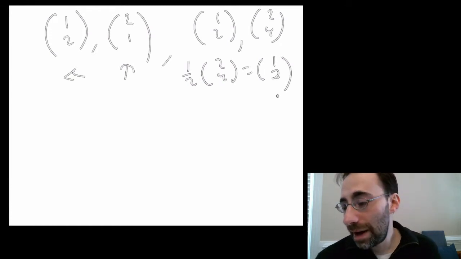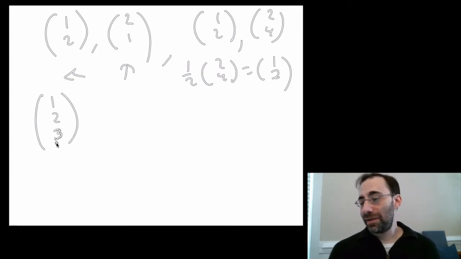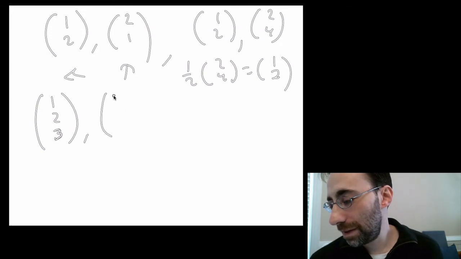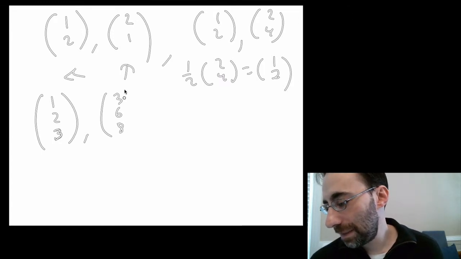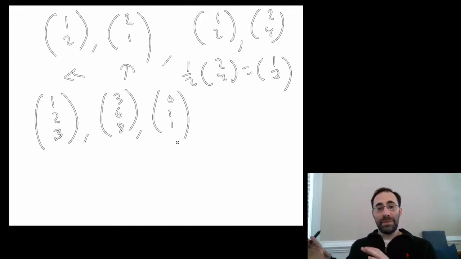Okay, how about a little higher dimensional stuff? Let's do (1, 2, 3), because it's easy to write, remember. And let's say I have another vector, (3, 6, 2, 8), and then (0, 1, 1). Three vectors. Are they independent? Well, they're independent if there's no combination of any two that can be written to make the third one.